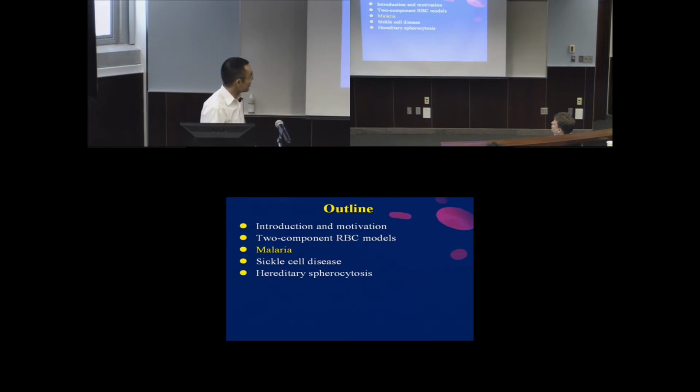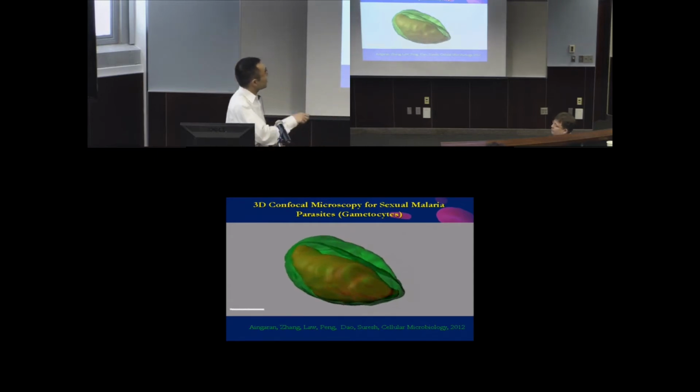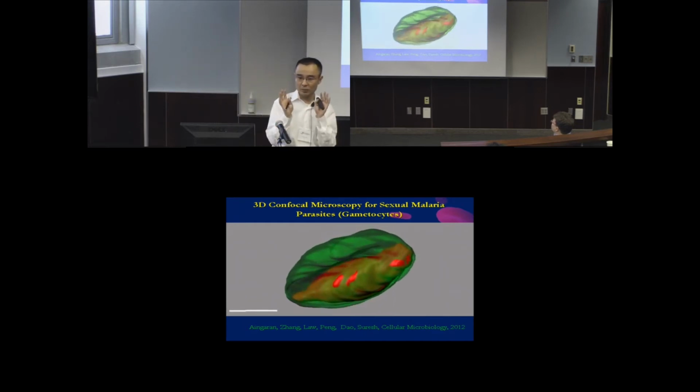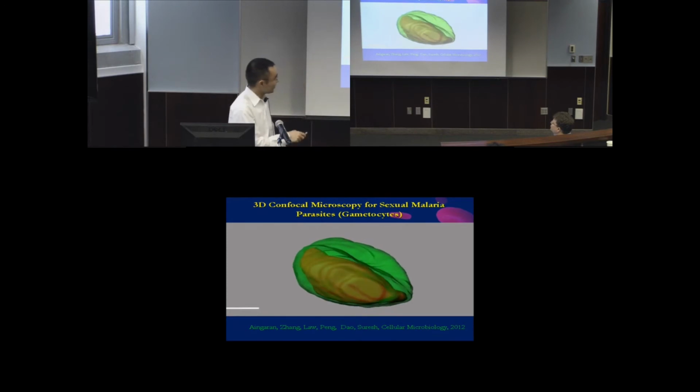Malaria first. The malaria we study here actually is the sexual stage of malaria. It's called gametocyte. Then the parasite becomes female and male. And to simulate that, first we need to get the exact geometries. Then we use a 3D confocal microscope and use different fluorescent proteins to mark the parasite and the membrane. Then we can get the exact geometries of the parasites in different stages.